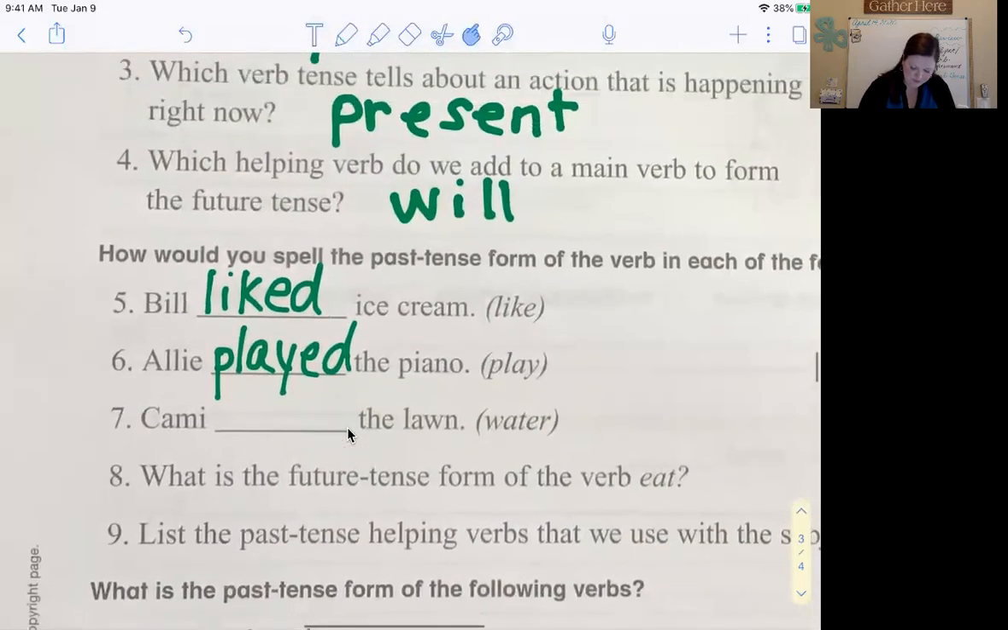Number 7, Cammie blank the lawn, the past tense form. What do we add? An ED.